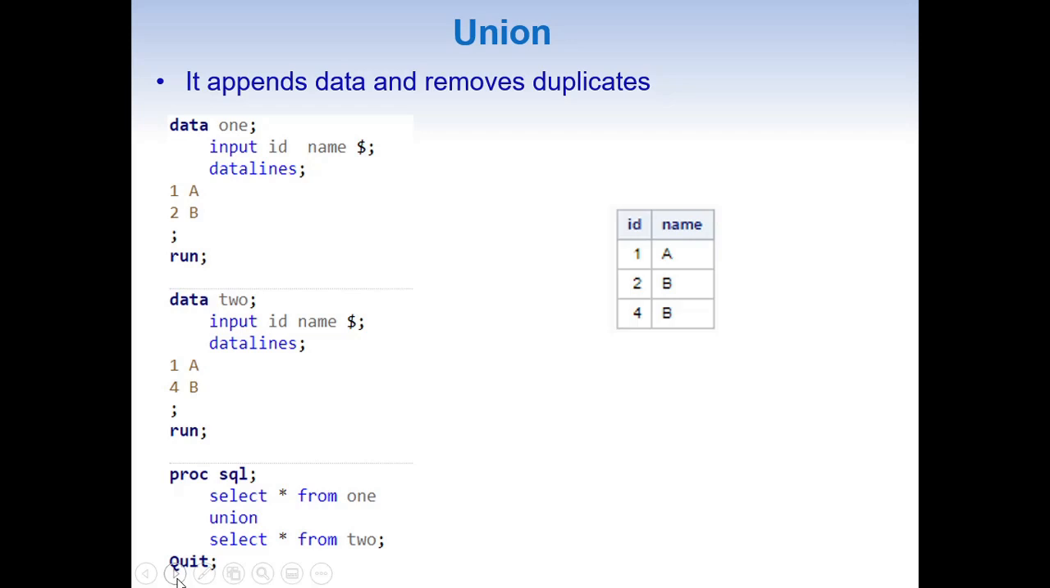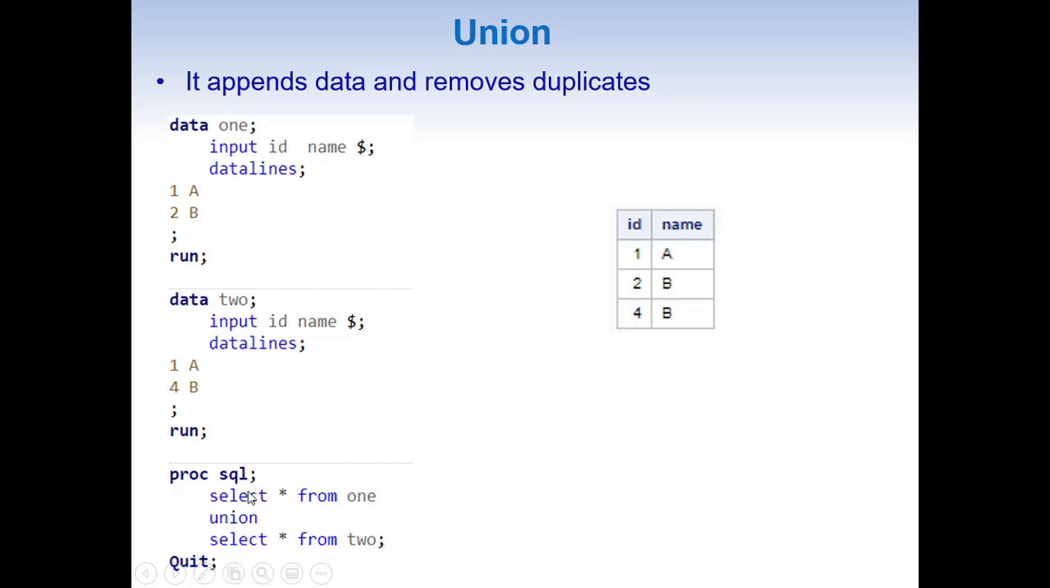Now let's look into union. What does union do? Union appends data and removes duplicates. Let us try to understand through an example. Here we have two data sets, dataset 1 and dataset 2, and in both we have two variables, ID and name. In this dataset we have 1A, 2B, and in this dataset 1A and 4B. We can do a union of these two datasets as follows: PROC SQL; select * from 1 union select * from 2; quit.